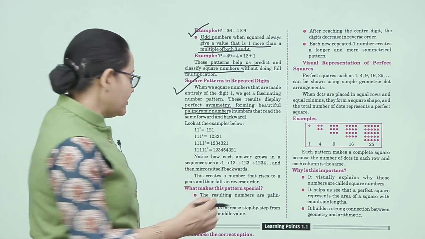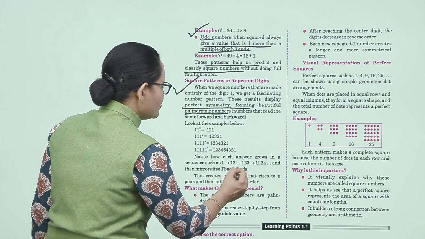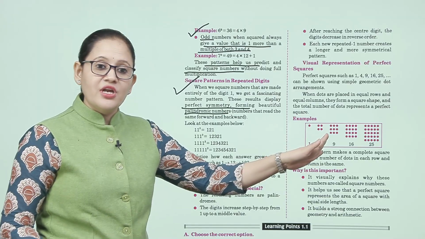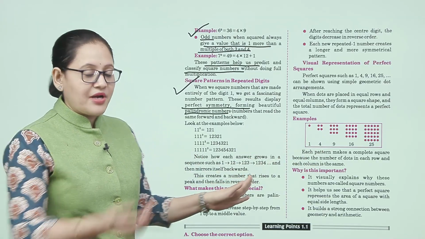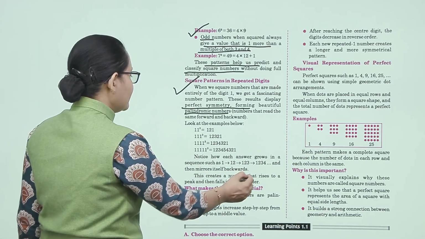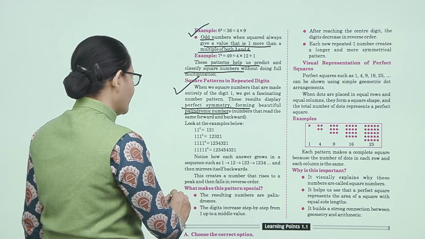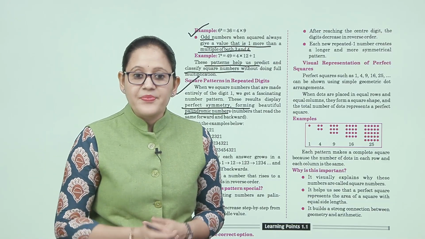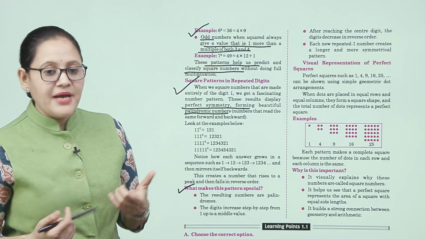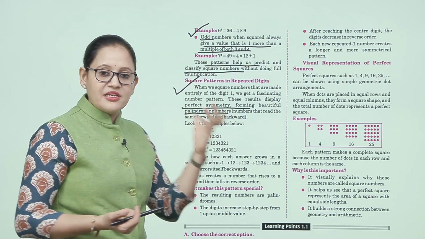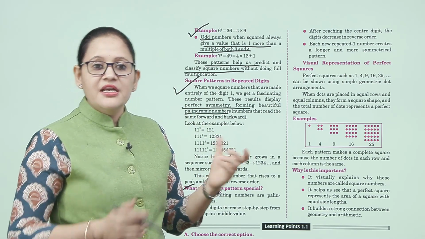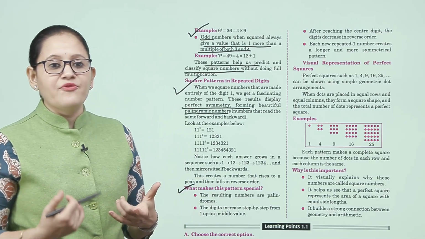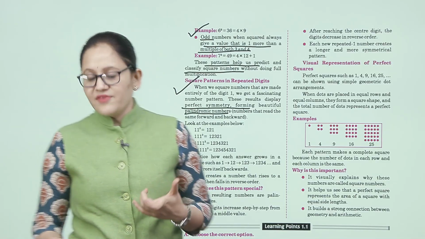Every time there is a sequence: 1, 2, 1, then 1, 2, 3, then 1, 2, 3, 4, and it mirrors itself backward. This creates a number that rises to the peak and then falls in reverse order. Now, what makes this pattern special? The resulting numbers are palindromes, the same forward and backward. The digit increases step by step from 1 to the middle value.